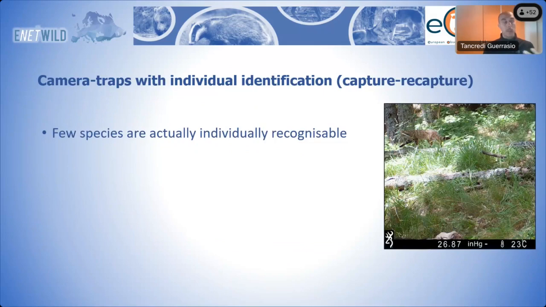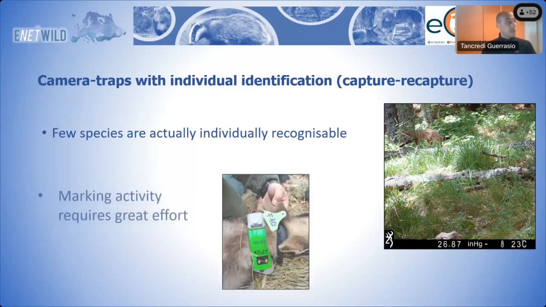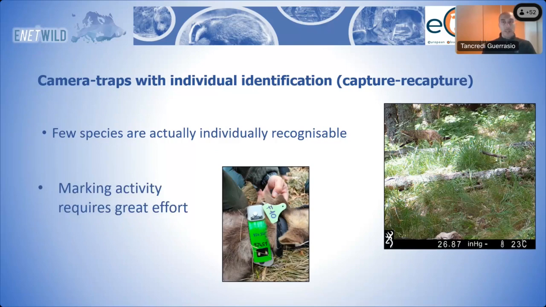So in the first case, very few species would actually be individually recognizable at their natural status, especially at this latitude. In our case, we could be speaking about a wild cat or lynx, due to their unique fur patterns that make them individually recognizable. But other than that, many other species would be left out by this kind of capture-recapture approach. The other chance would be to mark some of the animals of a certain population, but this would, of course, increase a lot the effort required and consequently the costs of these activities.